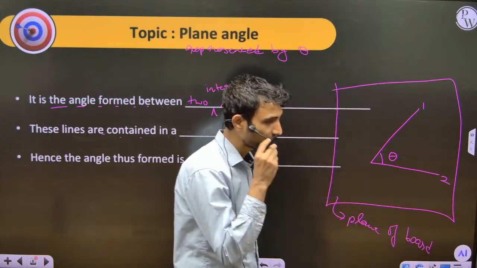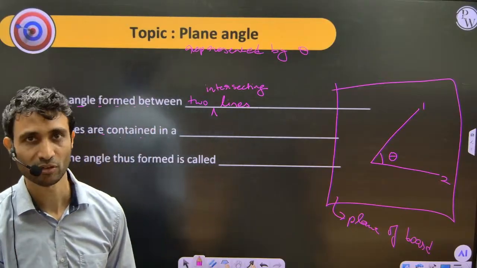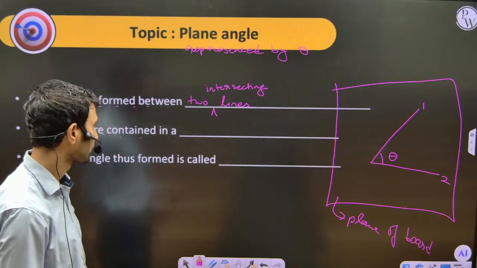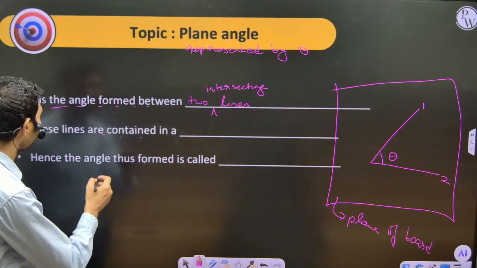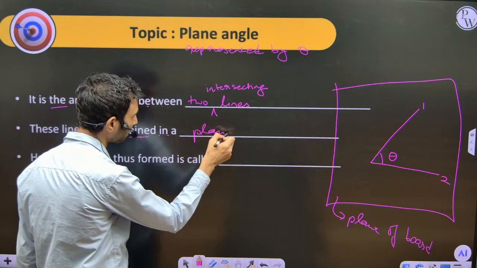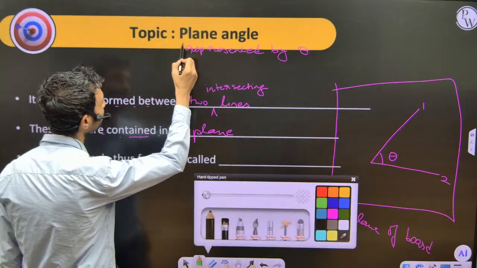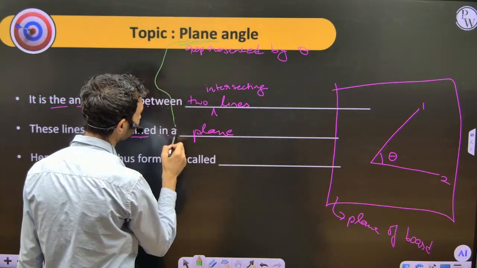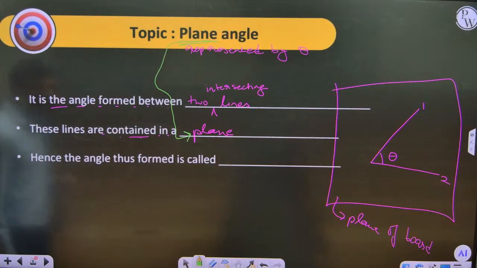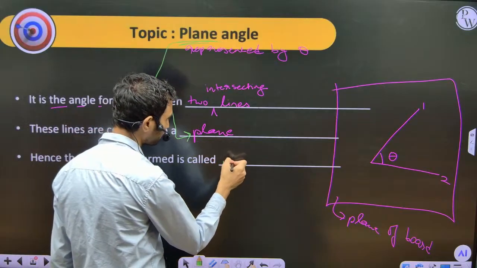So likewise, if you draw it in your copy, it will be contained where? It will be contained in the plane of your copy or the plane of your page. So these lines are contained in a plane. And now you must have guessed it. That is why we call it what angle? We call it plane angle. Right? The plane name comes from here. Hence the angle thus formed is called plane angle.